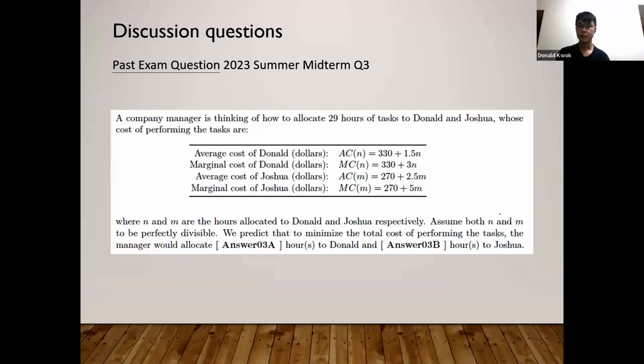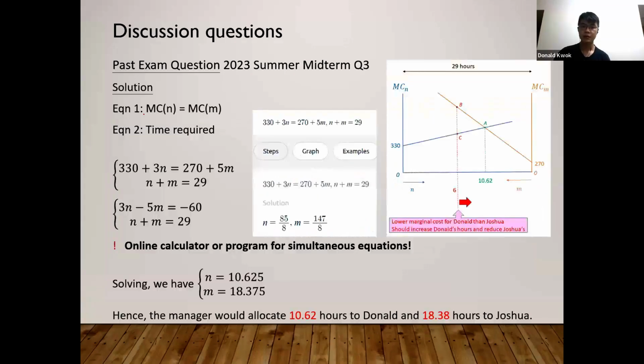Okay, so for this question, again, we would like to solve the values of n and m. The technique is somehow similar to the first past exam question that I've just gone through with you. So we would like to construct the two equations to solve the system of simultaneous equations. So for the first equation, it is MCN equals to MCM.